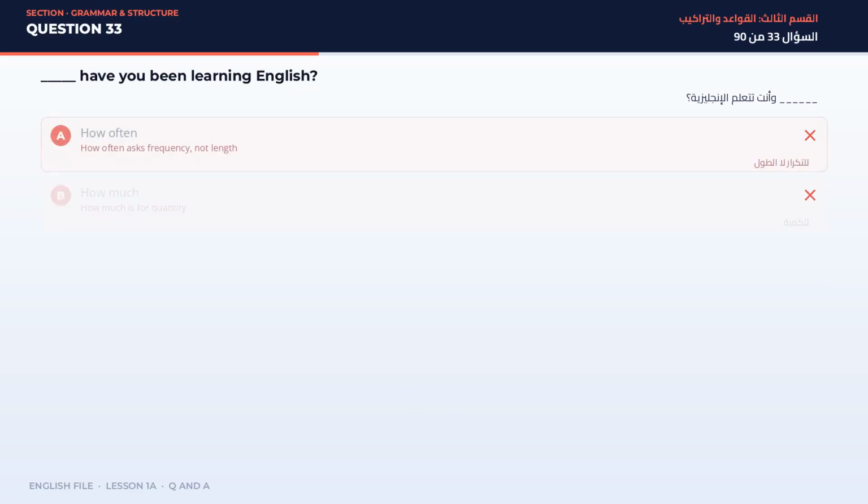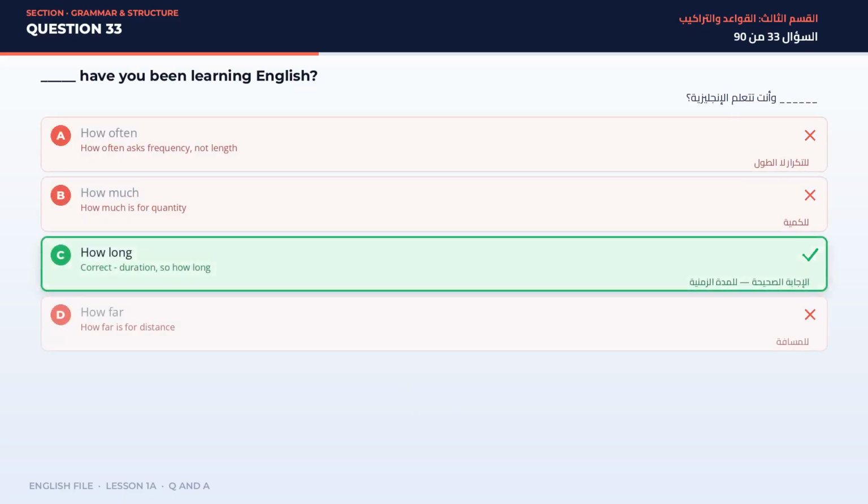How long? Duration, so how long? Not A. How often asks frequency, not length. B. How much is for quantity. D. How far is for distance. Question 30.